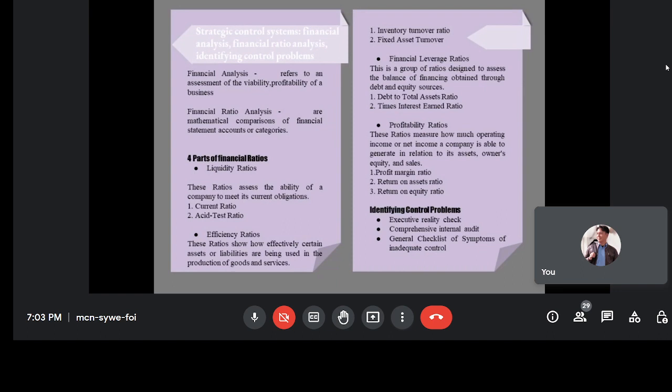Next, we have the fixed asset turnover. This ratio is used to measure utilization of the company's investment in its fixed assets, such as plant and equipment. The formula for the fixed asset turnover is net sales divided by net fixed assets.